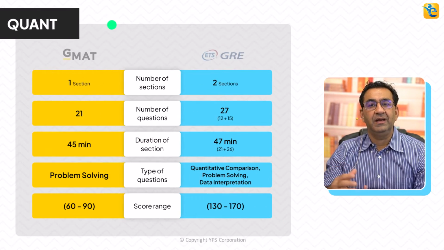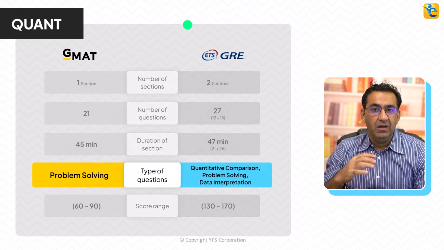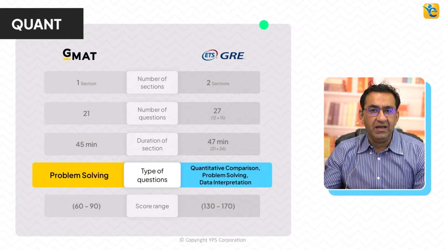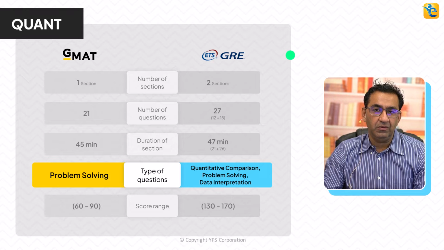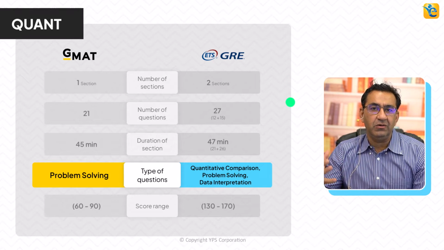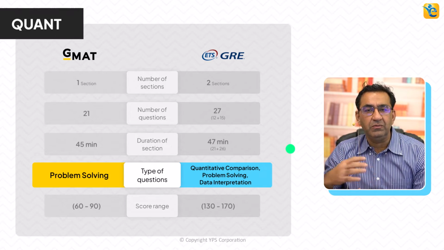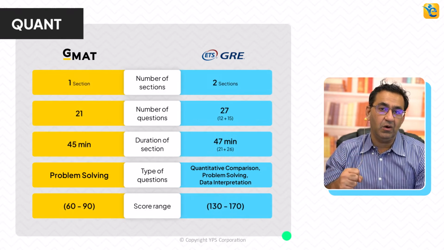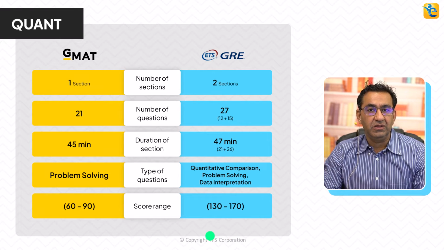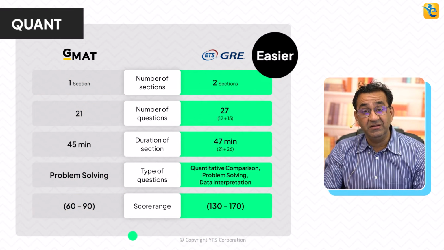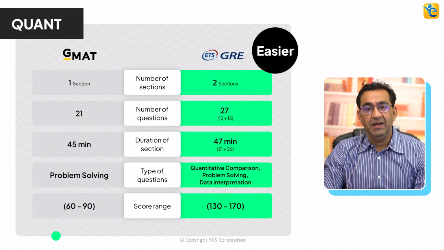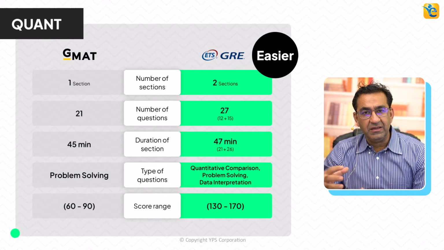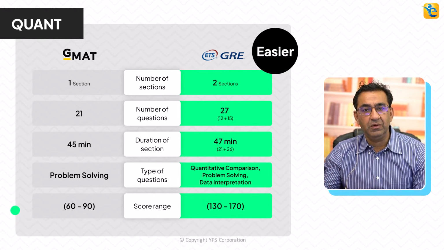On the quant side of things, the GMAT quant tests problem solving in arithmetic and algebra. However, the GRE quant contains quantitative comparison, problem solving, and data interpretation questions. Having said that, on an overall level, the GRE quant section is relatively easier than the GMAT quant section, and it even allows the use of a calculator, something that's not allowed on the GMAT.